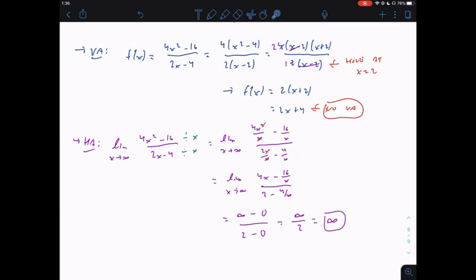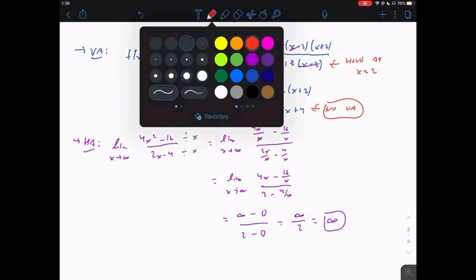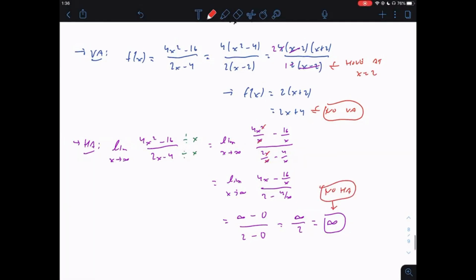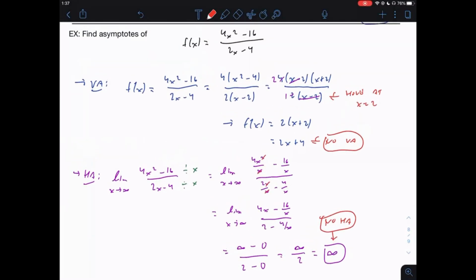Meaning, is the function going to reach a limit as x goes to infinity? No, there is no limit. Meaning that for this function, we also have no horizontal asymptote. Okay, so this rational function of 4x squared minus 16 over 2x minus 4 has neither a vertical nor a horizontal asymptote.